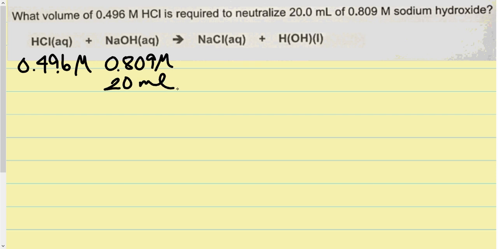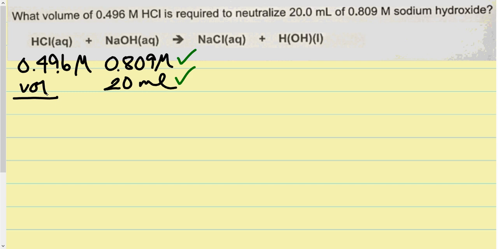So I'd like you to think back to what we just talked about in the previous problem. In the case where you're given this type of information, we always want to start with the component that has the concentration and the volume, which in this case would be the sodium hydroxide. Checking our equation, we are balanced. Just like you saw in the previous problem, our goal is to get volume of the HCl.